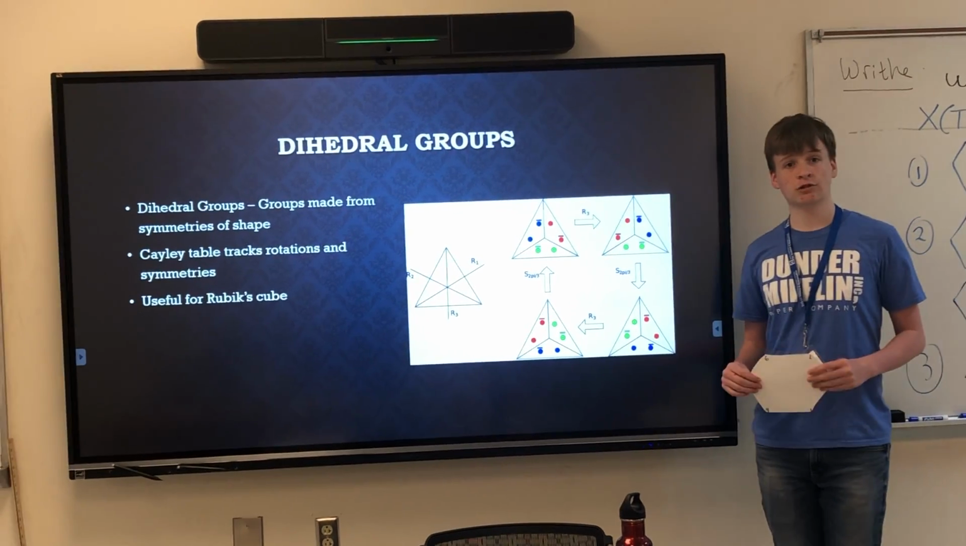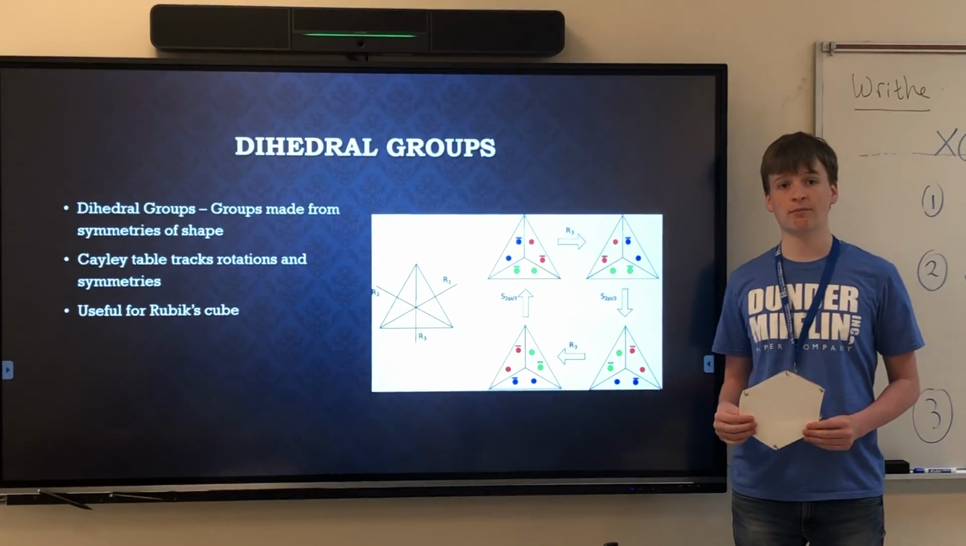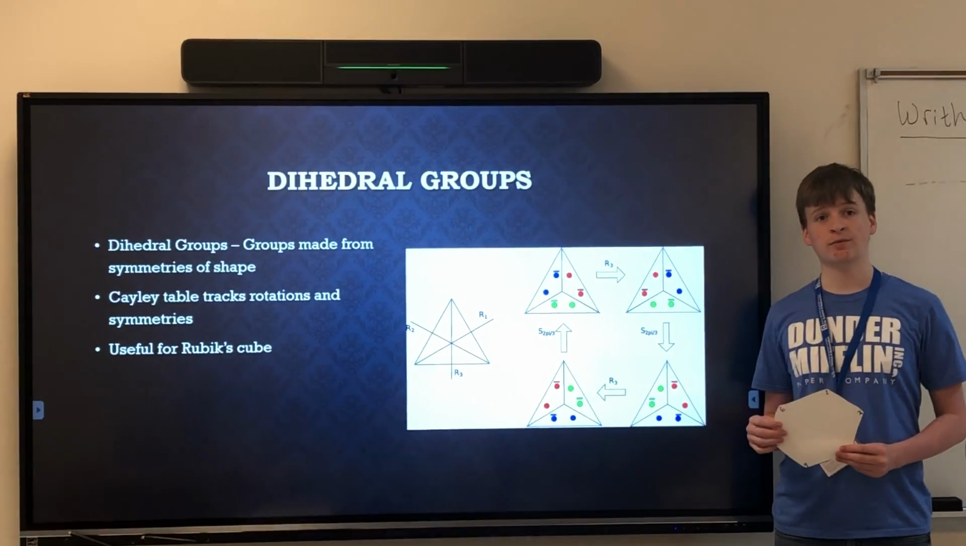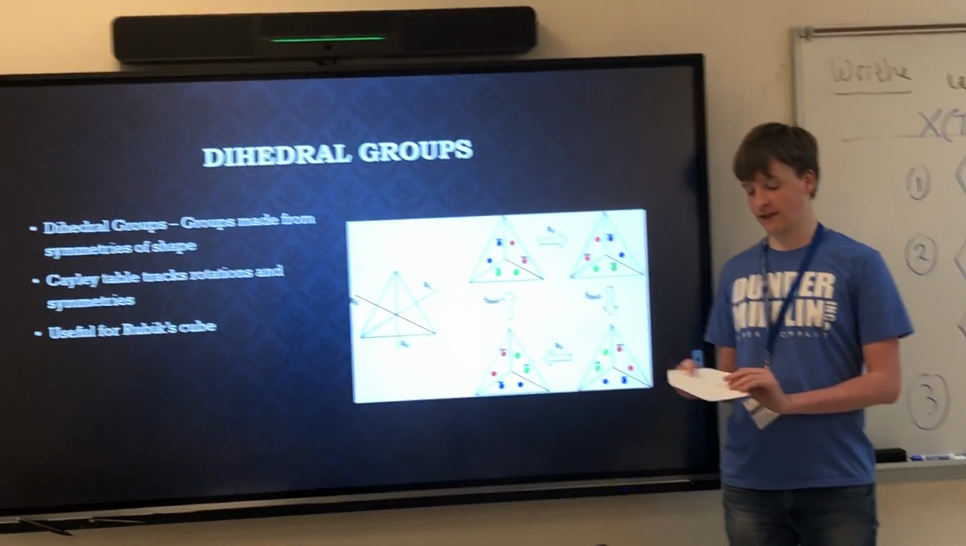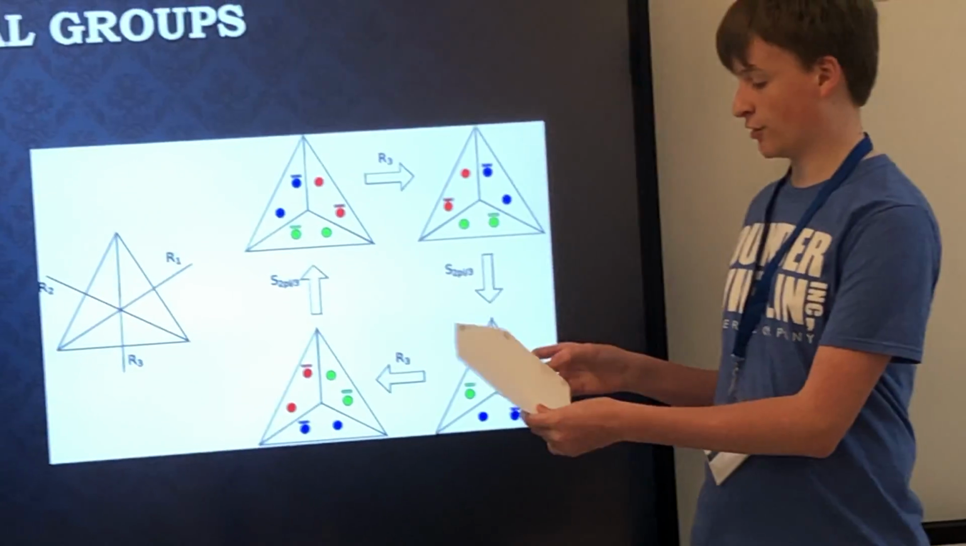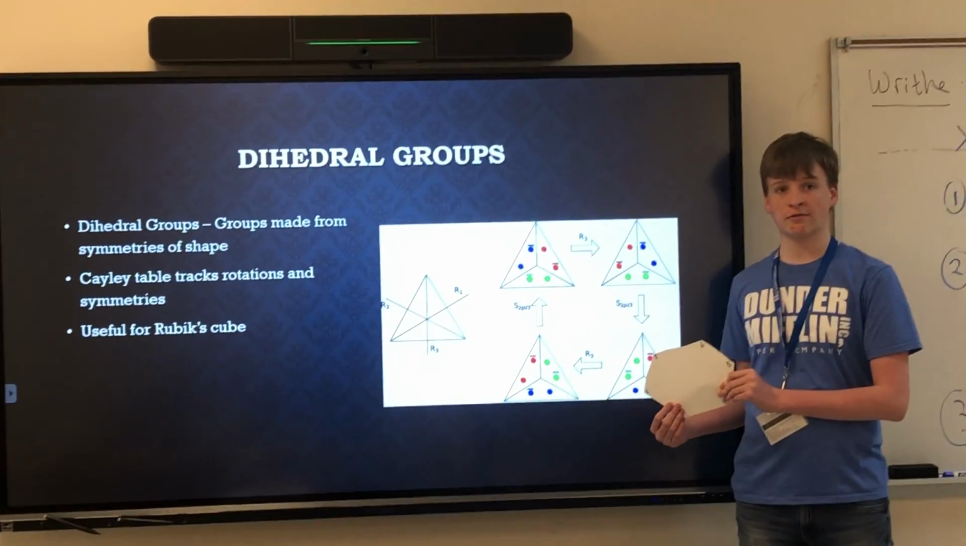A dihedral group is similar to a regular group, except instead of operating with 2 numbers, you operate on a shape using rotations or flips. For example, rotating 3 times and flipping horizontally would give you a different shape than you started with.